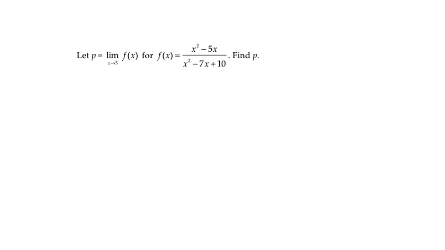So in the interest of explaining how those look, let's go ahead here to this example which says, let p equal the limit. Now beneath that it says that as x approaches 5 for f of x, where f of x is this expression right here, go ahead and find p. So either you can do this in your head or you can do it the long way.